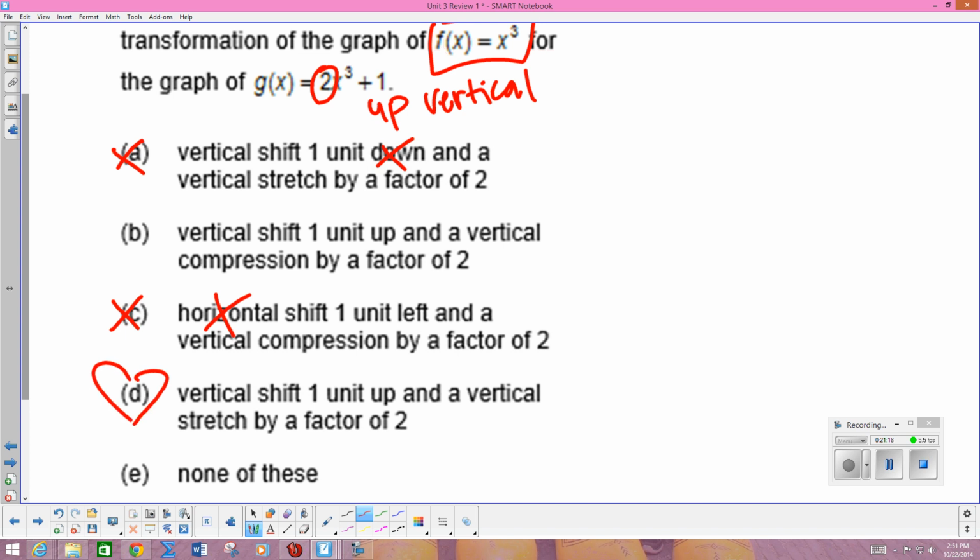Now I'll tell you, since we haven't practiced this enough, if students pick B, I'll accept it as okay just because we haven't talked enough about these words. We need to talk a little bit more about it. But the main thing I want you to know is that it's a vertical shift up 1.